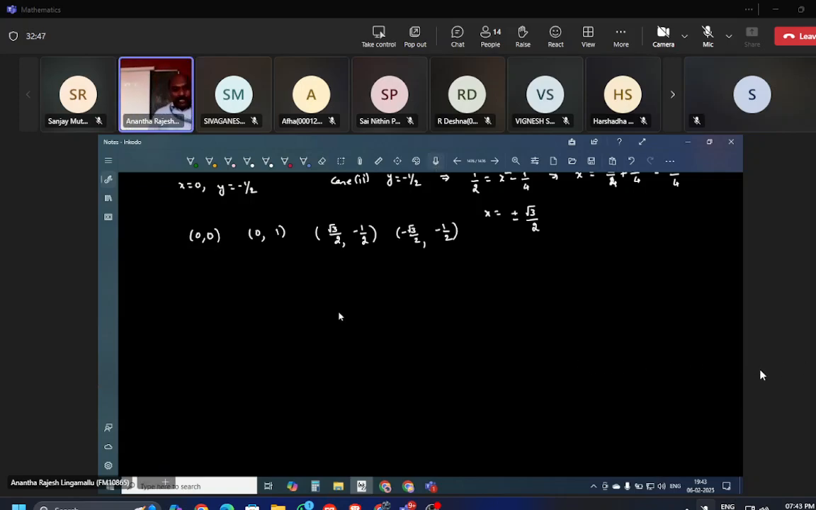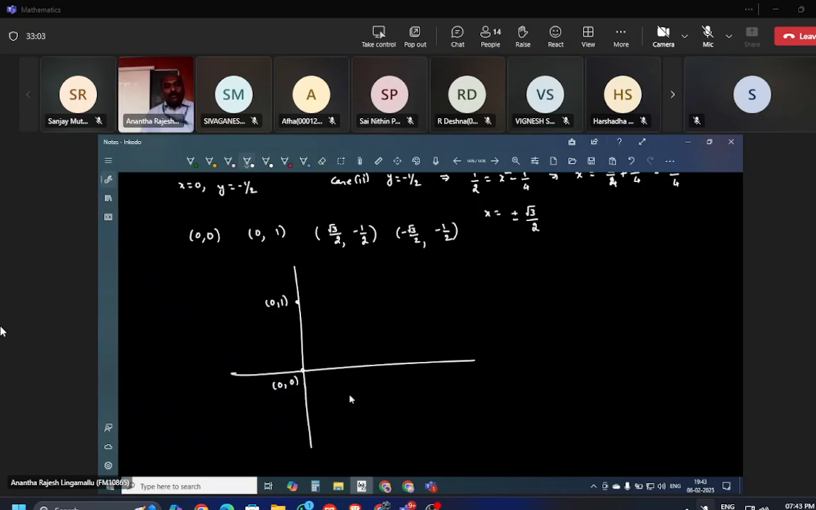Right, so let's take the graph paper. That is better. 0, 0 here. 0, 1 here. Next, x positive, y negative. Fourth quadrant, so root 3 by 2, minus 1 by 2 here. Next, x negative, y negative. Oh, so much happened. Minus root 3 by 2, minus 1 by 2.